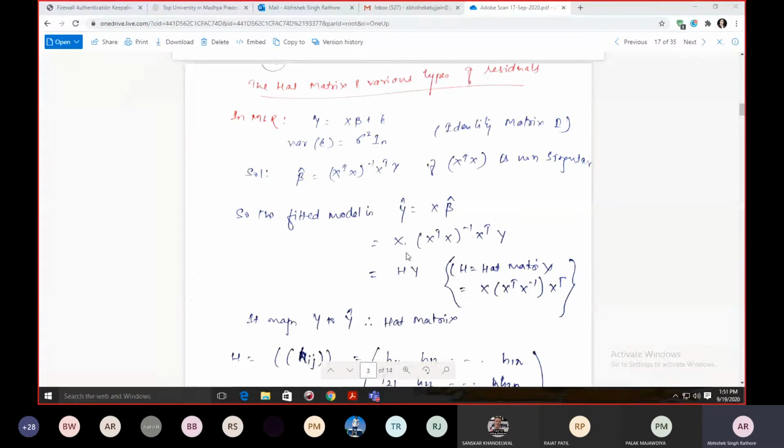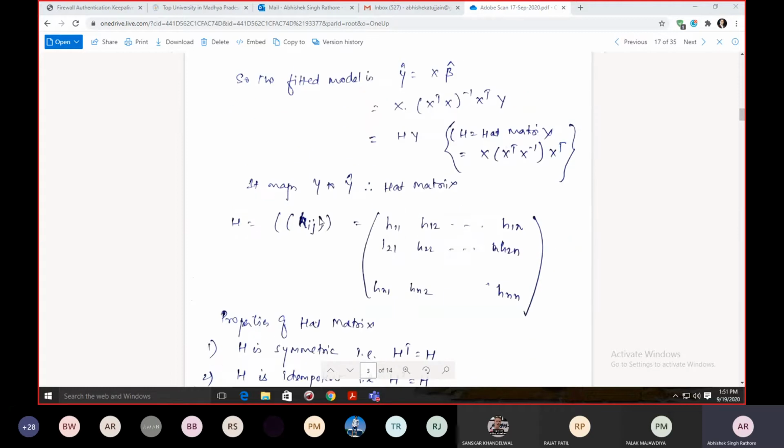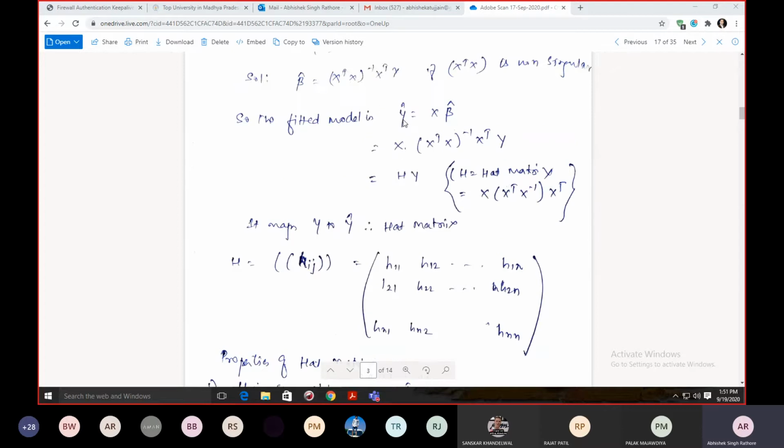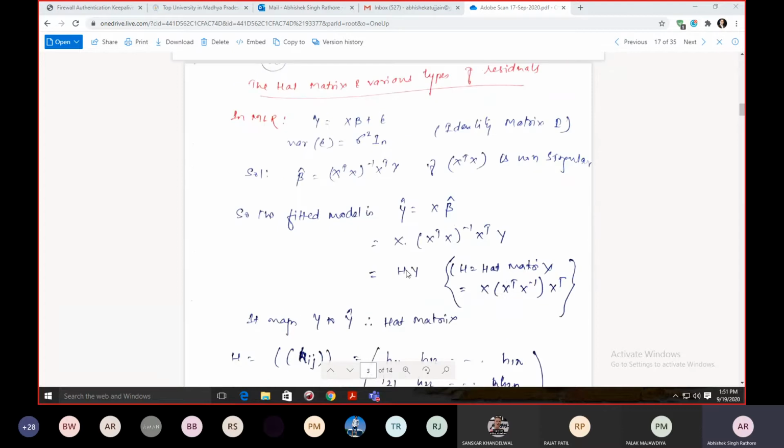In a shorter way, I can replace this X (X transpose X inverse X transpose) with H. So this is H, and we can say that this H is your hat matrix, because it is providing the inverse and the transpose values. So this is your hat matrix. What it means is that this hat matrix H converts your y to your estimated y. So it puts a hat on your y.